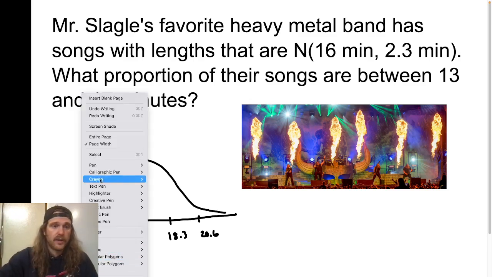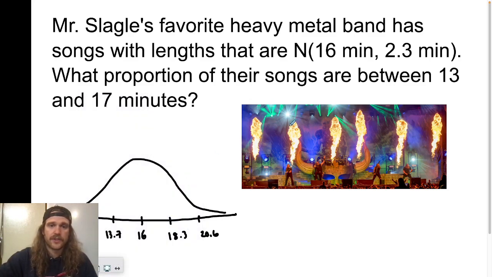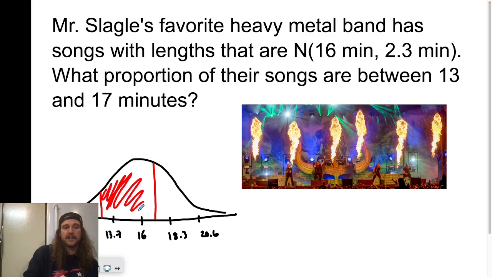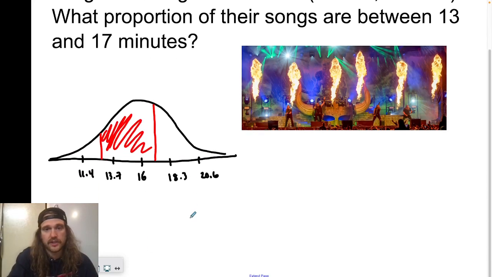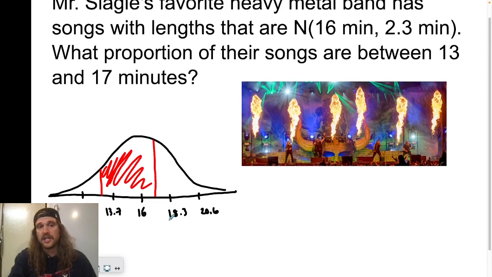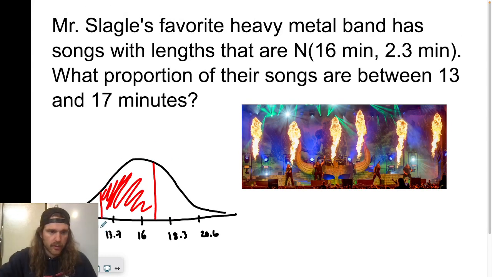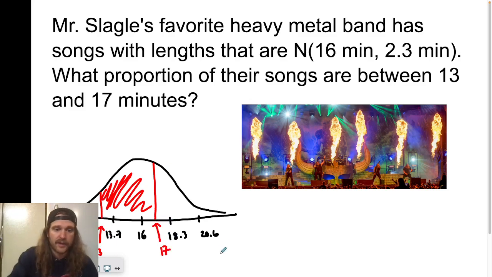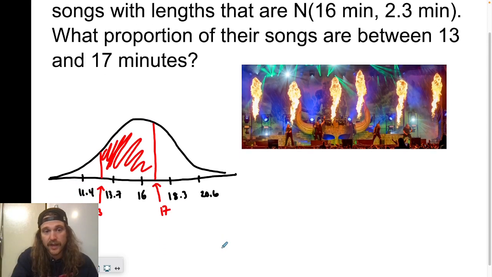All right. So I want to know, where's my area of interest? I want to know for this curve between 13 and 17 minutes. Well, this is 13.7, so 13 is like right here or something. I'm just guessing. And 17 minutes is like maybe right there. So this is the area under the curve that I'm interested in. And yes, you do need to shade it. This is really easy to do with normal CDF. To find this area, we can use normal CDF with our lower bound at 13, as long as you label them, you're in good shape. Our upper bound at 17, our mean at 16, and our standard deviation at 2.3, and it'll give you that proportion of songs.